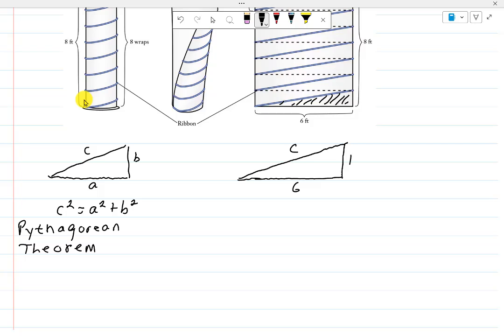The reason why I chose C for the unknown side was so it would match up with this triangle that I just showed you. According to this theorem, then I can take this C squared, and that's going to equal 6 squared plus 1 squared. 6 squared is 36. 1 squared is, of course, 1.